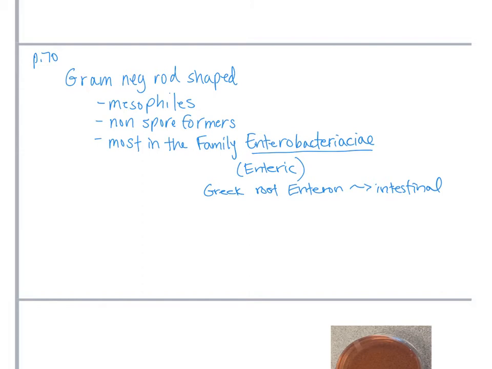So 8 of these 10 organisms listed on page 70 are in this family, and that means they are all found as normal microbiota in the intestine, especially the large intestine, or they are found there when we eat some contaminated food or drink some contaminated water. Like Salmonella, for example, is an enteric organism. Not part of your normal microbiome, but definitely if we ingest some bad chicken or whatever that's not been cooked, that's where the organism attaches and does its work.